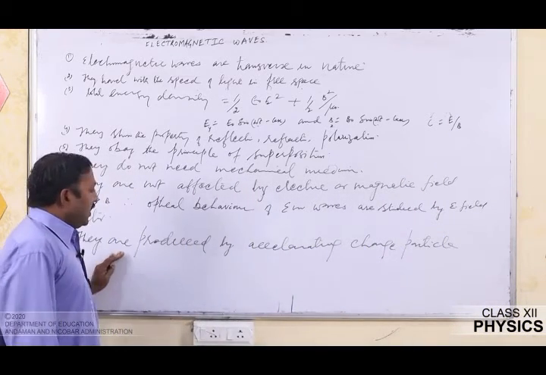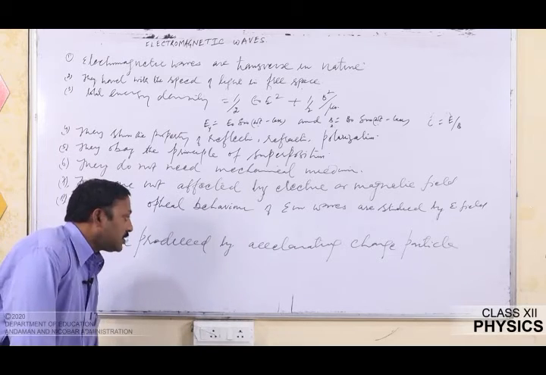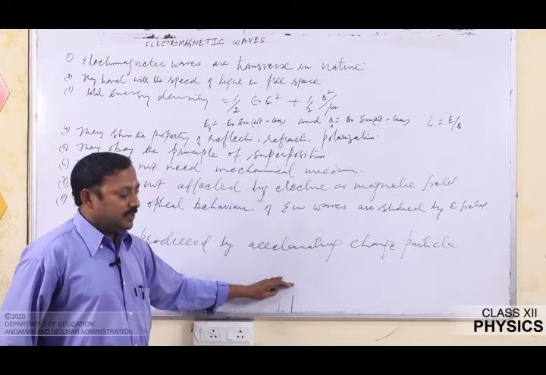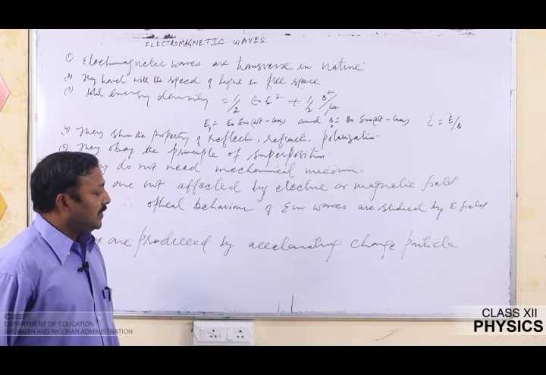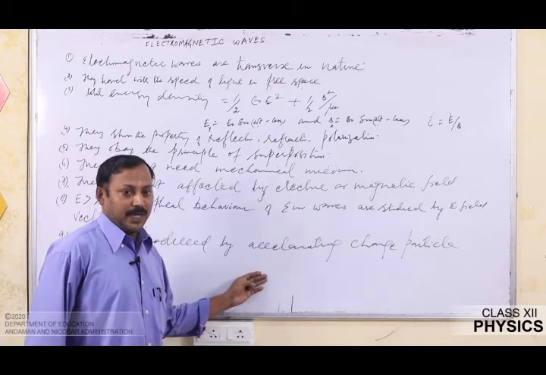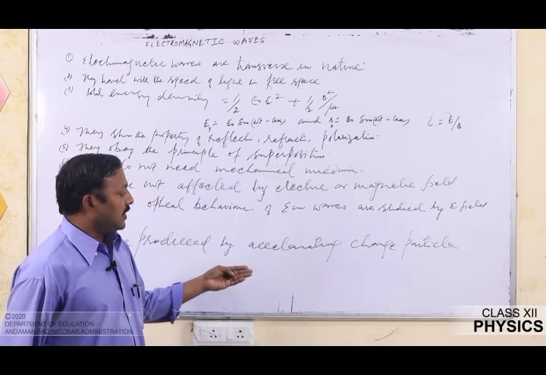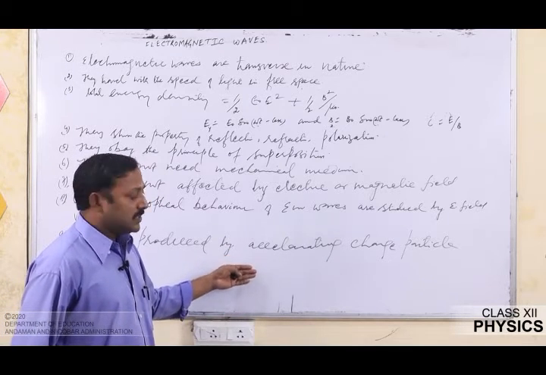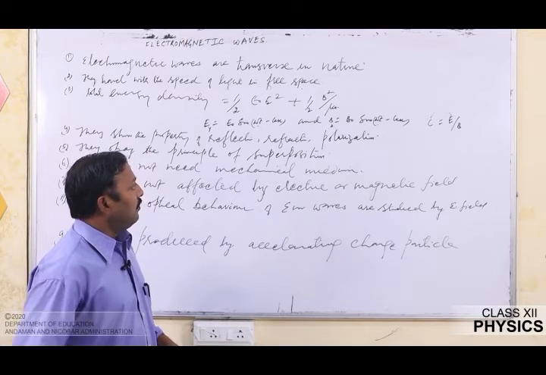And in the beginning I told you that they are produced due to accelerating charged particles. The accelerating charged particle in turn produces an oscillating electric field. This oscillating electric field produces a magnetic field, and interaction of both the fields gives rise to electromagnetic waves.